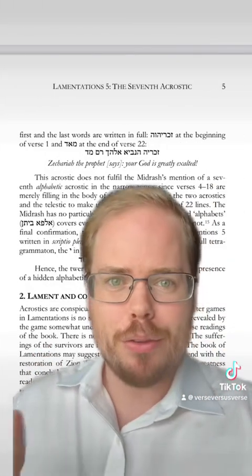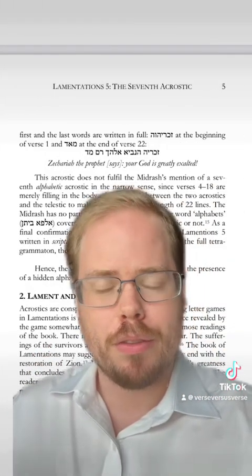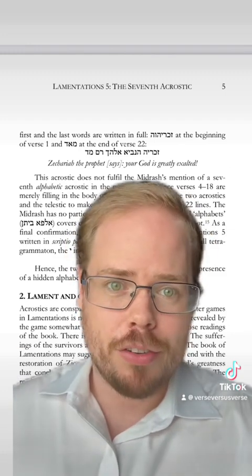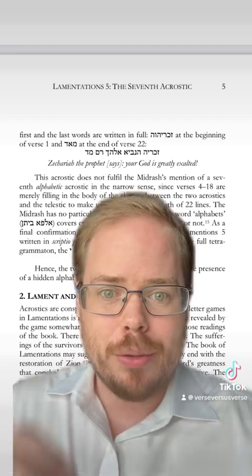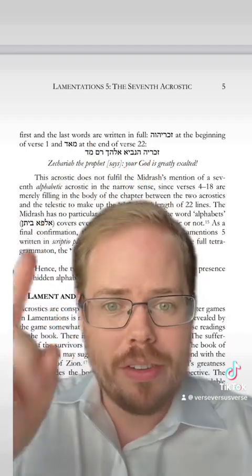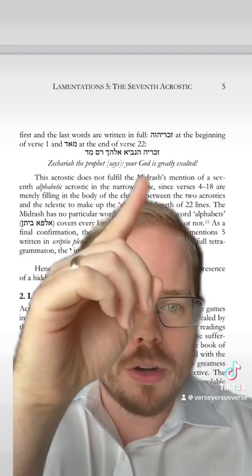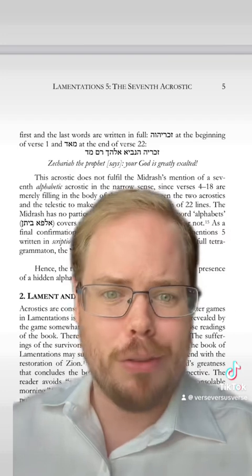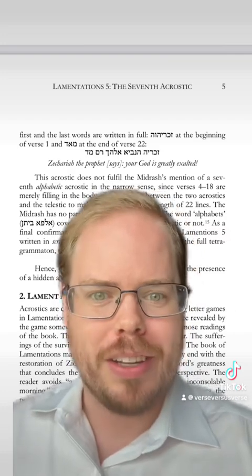If you combine those 2 bits, Rosenfield's discovery from the first few verses of chapter 5, and Phillips G's discovery from the last few verses of chapter 5 after the 2 ayins, you get this combination, which actually is read right to left, but you get the idea, which is Zechariah the prophet, your God is greatly exalted. Now, at first, I thought, that's not super persuasive. We're doing a lot of cobbling together to get to this result.